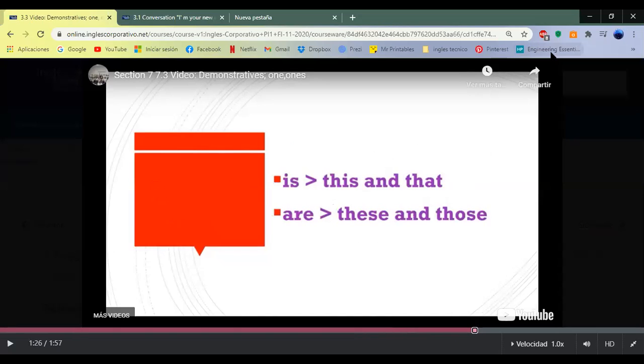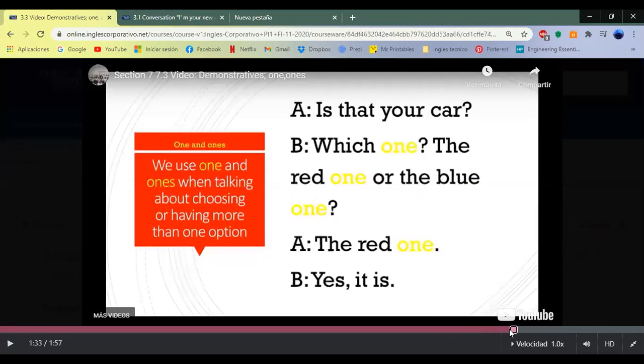Okay, so I can see that there are no questions. So remember, since we are using demonstrative pronouns, when we're talking about singular, meaning this and that, we're going to use the verb in singular as well. In this case, is. And if we're talking in plural, I mean these and those, we're going to use the verb also in plural, that in this case is going to be are. Okay? So another thing that was mentioned in the video is the use of one and ones.